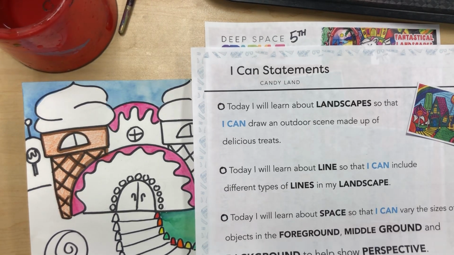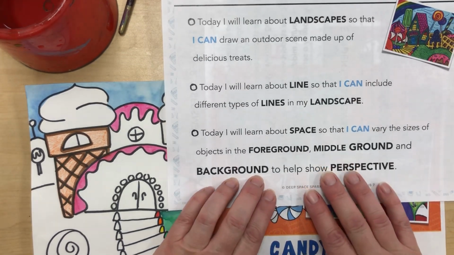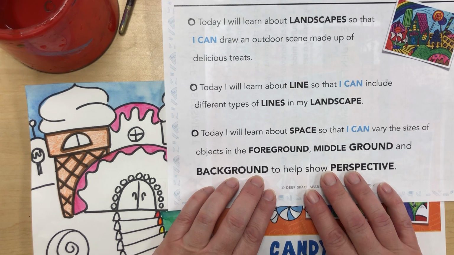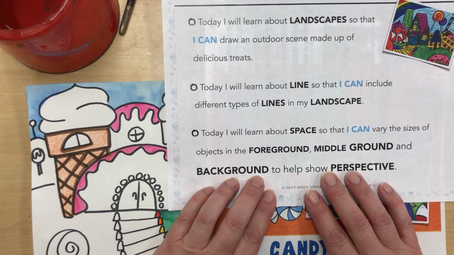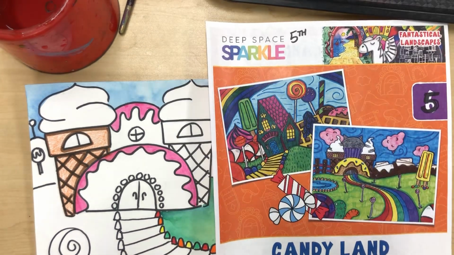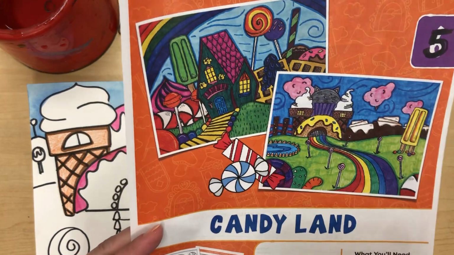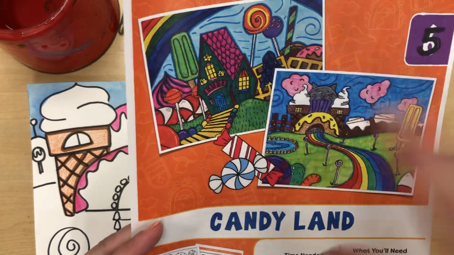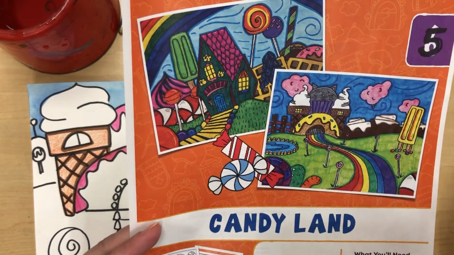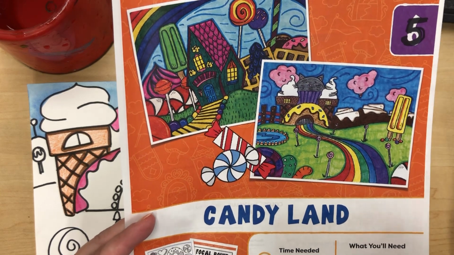Okay, so today we're going to continue working on our Candyland landscape, and we are going to learn about space so that I can use a variety of sizes of objects for the foreground, middle ground, and background to help show perspective. And then obviously we're going to be adding the color today as well. So here are my two examples that are really nice. These are both done completely with markers, but I'm going to give you some options on other mediums to use, okay?